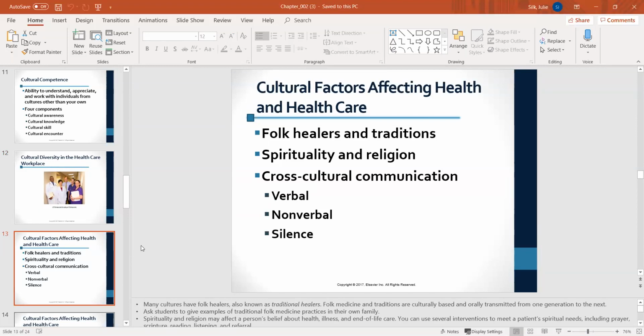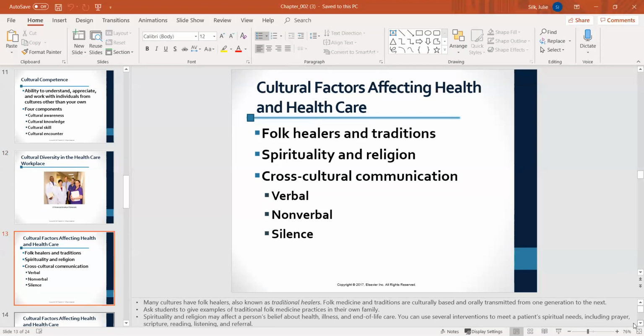Many cultures have a lot of other things that they do as well, so we just have to be open to what they're thinking. Spirituality and religion may affect a person's belief about health, illness, and end-of-life care as well. You can use several interventions to meet a patient's spiritual needs, including prayer, scripture reading, listening, and also referral to other people that they may want to see.